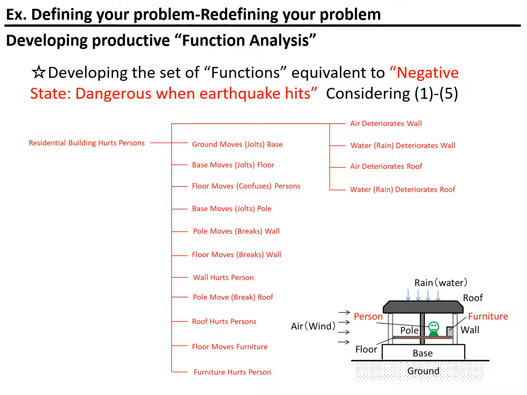Then, taking the answers to the questions into consideration, you could perform the function analysis to describe the negative state of this system, dangerous when an earthquake hits. Actually, the function of the negative state was residential building has person. This function could be broken down into detailed functions such as ground moves or jolts base, base moves or jolts floor, which confuses person, base moves or jolts pole, and pole moves or breaks wall. Floor moves or breaks wall which has person, pole moves or breaks roof which has person, floor moves furniture which has person, or other functions may have been influencing the situation. Air deteriorates wall, water, which is rain, deteriorates wall, air deteriorates roof, water, rain, deteriorates roof.